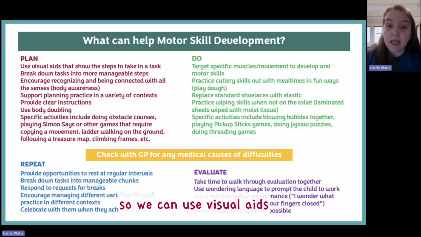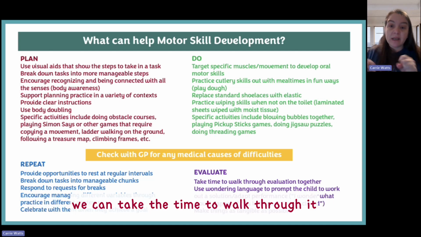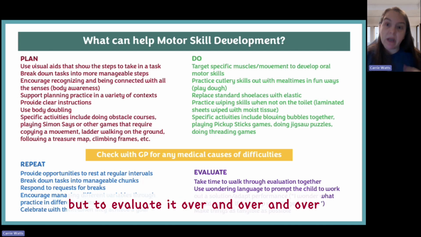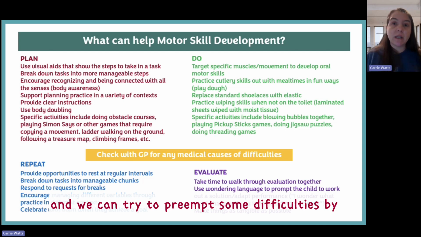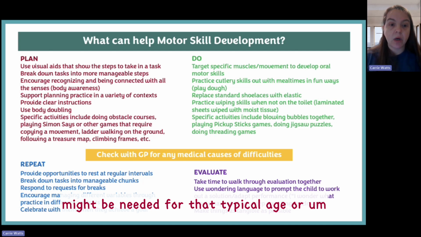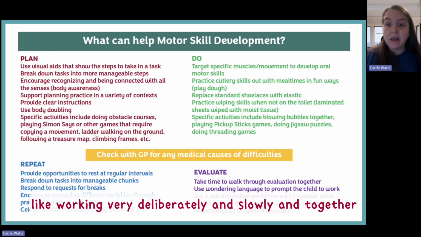So we can use visual aids. We can do activities that target specific movements or motor skills. We can take the time to walk through it with the young person to do that evaluation more times than you might think, to evaluate it over and over and over and take the time to work individually. And we can try to preempt some difficulties by providing more opportunities for rest than we would think might be needed for that typical age, or encouraging managing different variables through practice in different contexts. So like working very deliberately and slowly together.